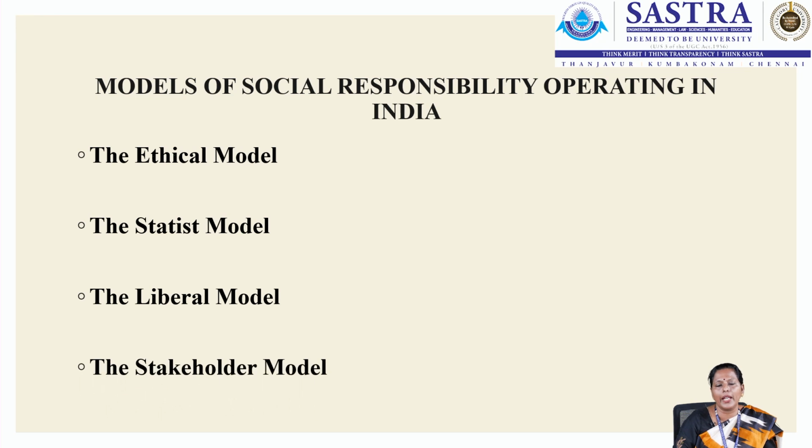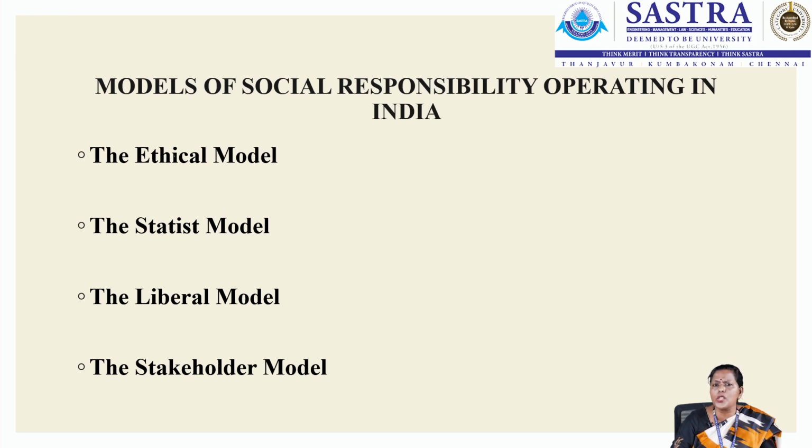Next model that we are going to look at is the stakeholders model. What this model says is that the company should not be thinking only about the shareholders. Whatever decisions they take, they should take into consideration the interest of all the stakeholders of the company. When we say stakeholders, the company has to have a good relationship with its suppliers, employees, customers, the general public, as well as the government.